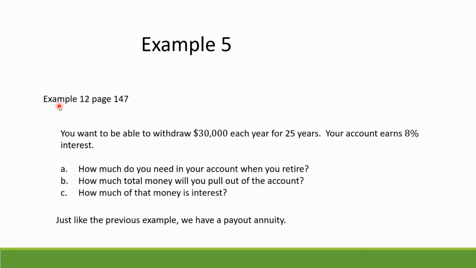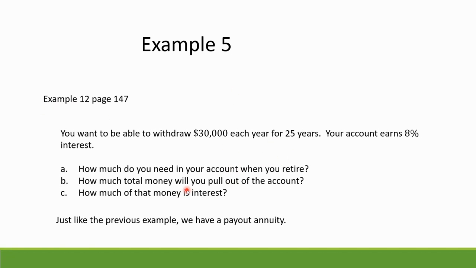But again, it does come from the textbook, and the textbook you have immediate access to, as you should know already. So now the question is, how much do we have to have in our account to pull this off? When we retire, if we want to be able to pull out $30,000 each year for 25 years. And then the question is, assuming we do this for 25 years, how much total money are we going to use, so to say?